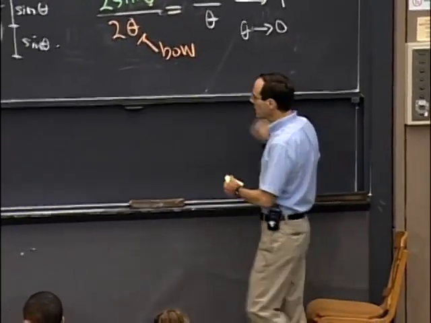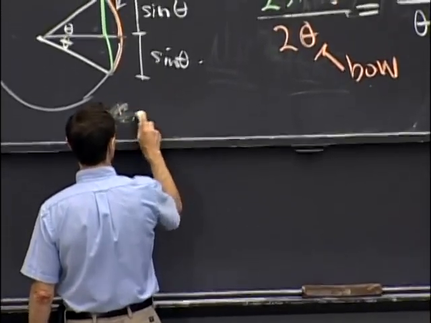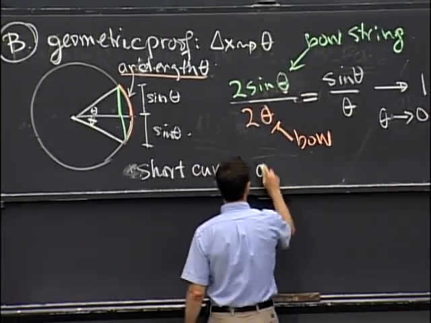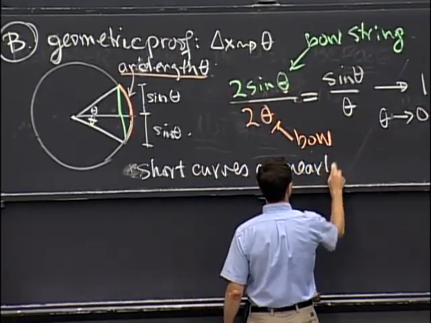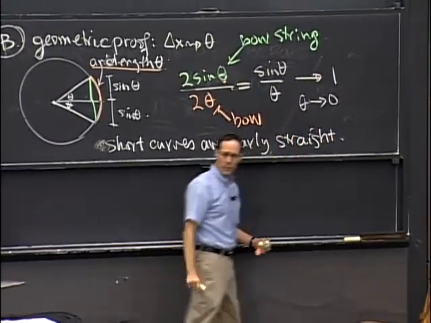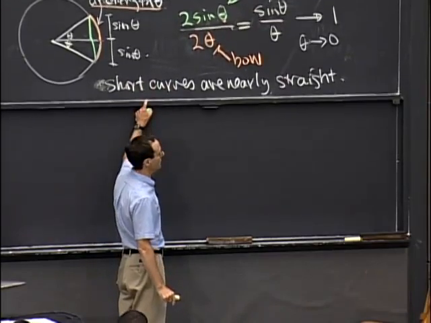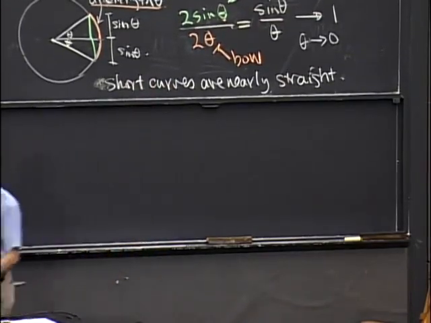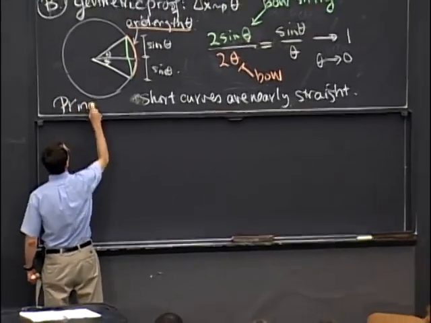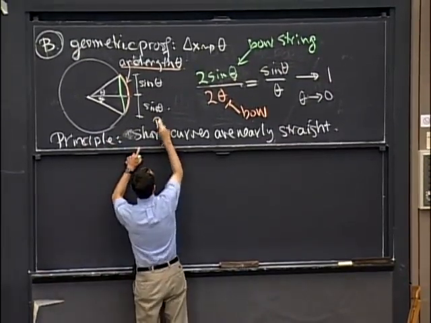I guess I'll articulate that by saying that short curves are nearly straight. All right, so that's the principle that we're using: short pieces of curves, if you like, are nearly straight. So if you like, this is the principle. So short pieces of curves.